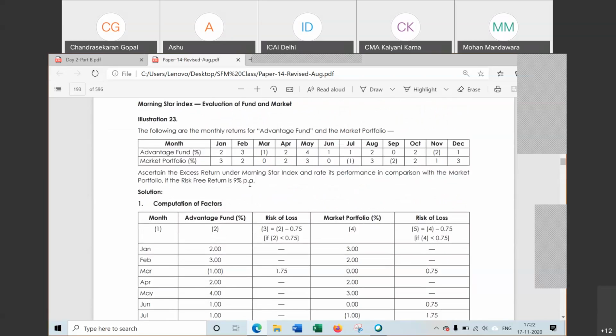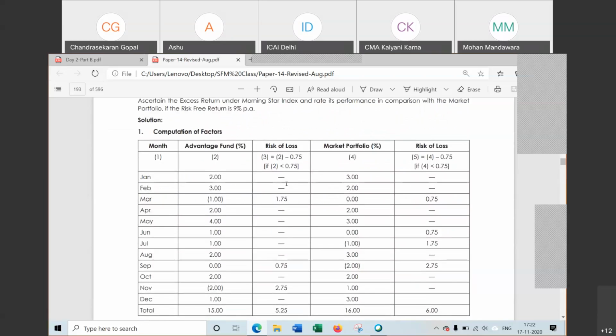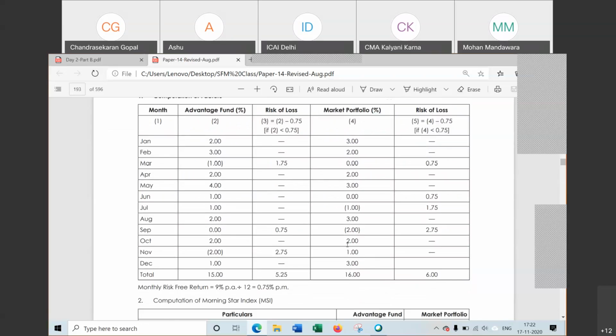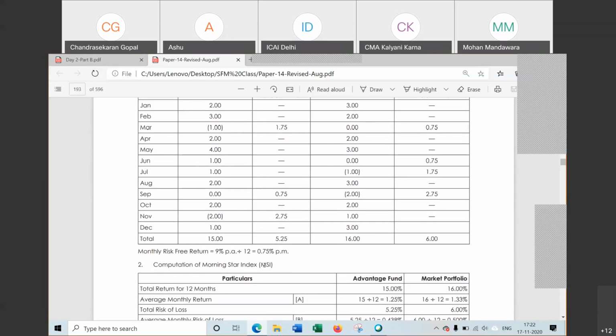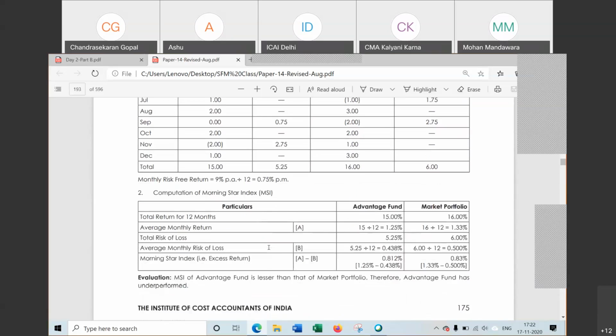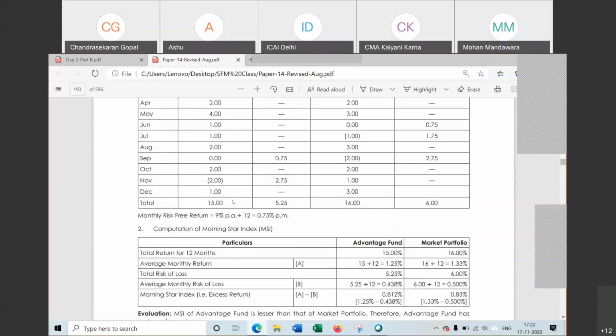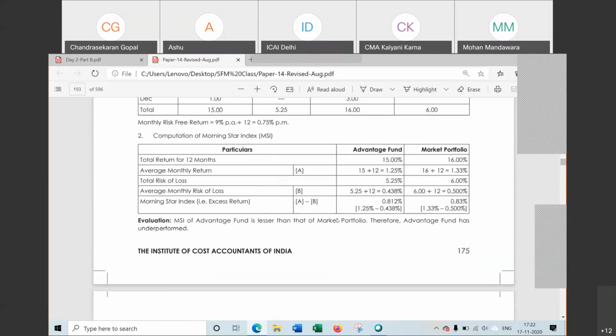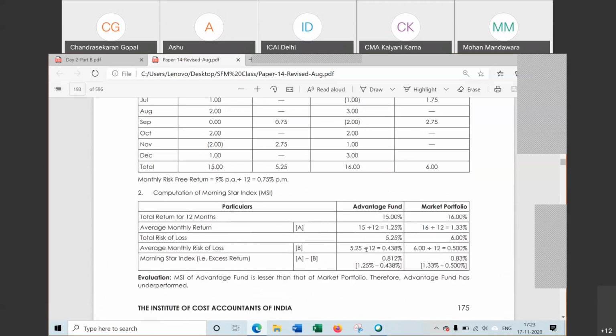Risk-free rate is given. If any doubt, please let me know. Step 2, the second step. Now total return for 12 months is 15 and for market it is 16. Total return here is 15 and total return there is 16. Risk of loss, that is 5.25.